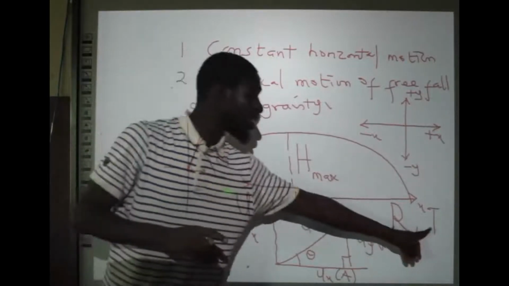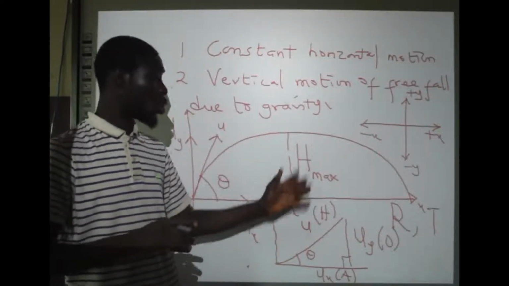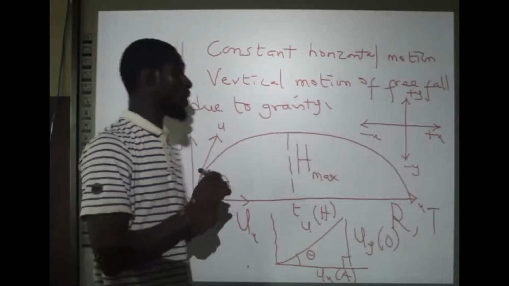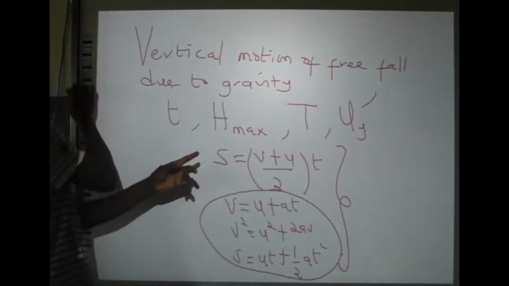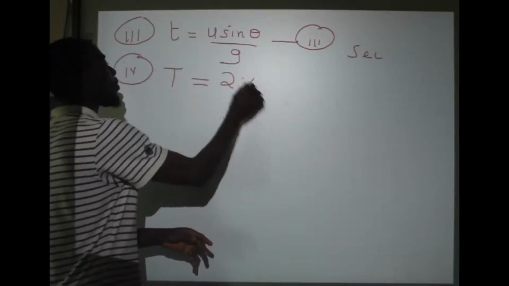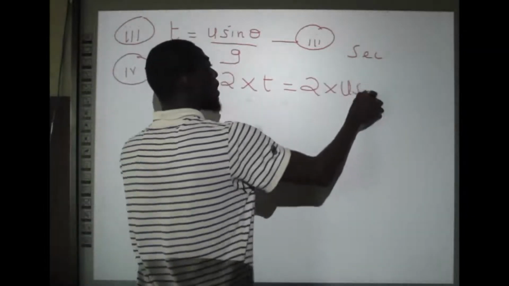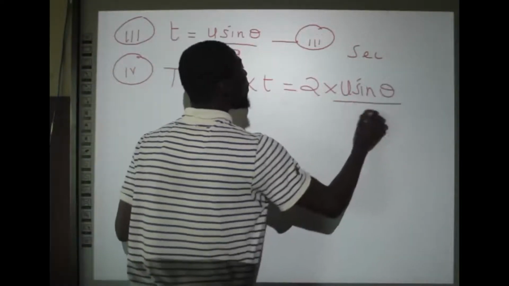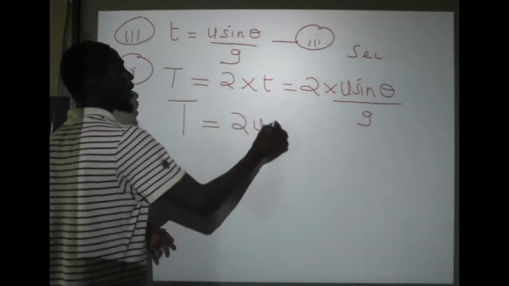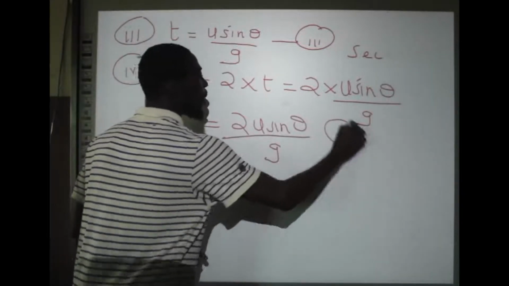It implies that this time of flight will be twice the time taken to reach maximum height. But we are still going to use one of the equations of motion to get the expression for the time taken to reach the maximum height. So it is twice the time taken to reach the maximum height, which can simply be expressed as 2 times u sine theta all over g. So our time of flight is equal to 2u sine theta all over g. So this is the expression for calculating the time of flight.